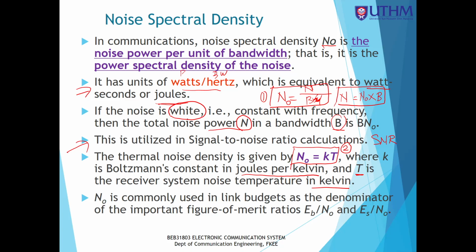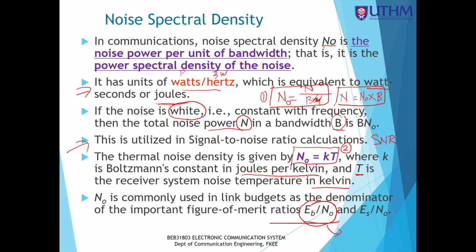So N0 is commonly used in link budgets as the denominator of the important figure of merit ratio, which is Eb over N0. This is the bit energy divided by the noise power spectral density N0. This is an important parameter. This is similar to the SNR in analog. In the digital system, this is more important than the SNR.